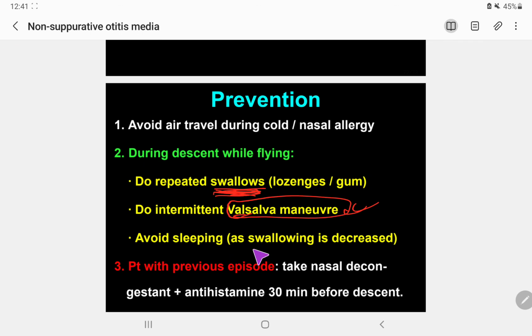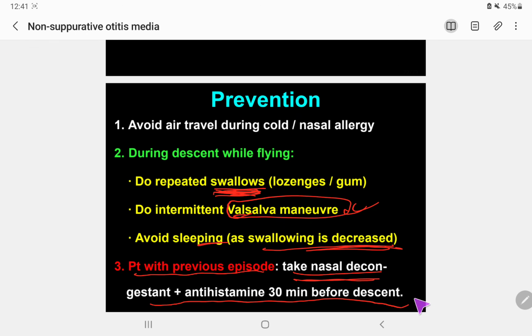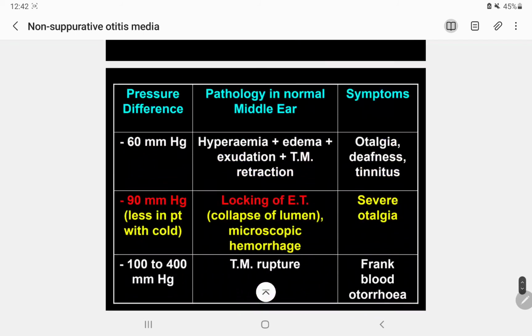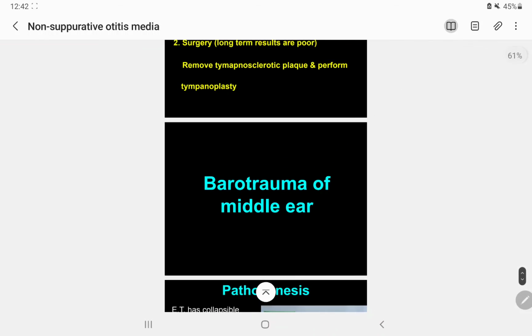And avoid sleeping, because in sleeping swallowing is decreased, okay? So this can also cause barotrauma. And then if the patient has had a previous episode, the patient should always take a nasal decongestant plus antihistamine 30 minutes before descent. So while the plane is in the air and the pilot announces, ladies and gentlemen, we are descending now, what does the patient with recurrent episodes have to do? They have to take the nasal decongestant, right? And then antihistamine 30 minutes before. So these are the preventive measures for barotrauma of the middle ear.